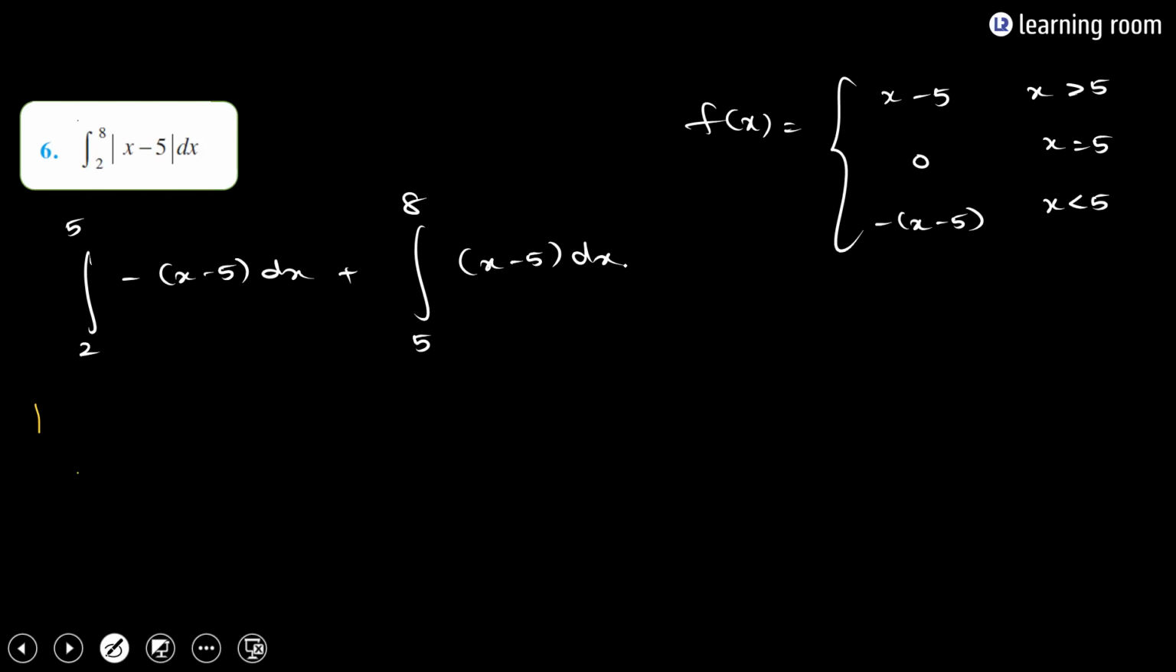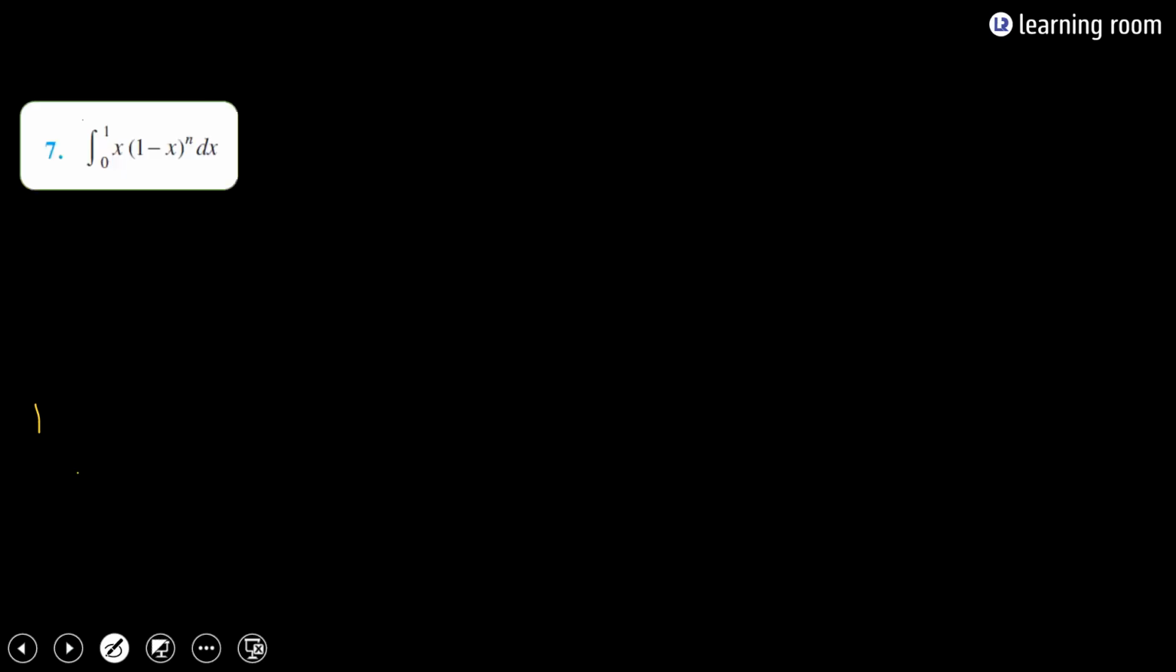What is the answer? 9. Integral of 0 to 1 x into (1 minus x) the whole power n. Okay, if I call this I, what I can say is I is equal to integral of 0 to 1 of (1 minus x) into (1 minus (1 minus x)) the whole power n dx. Did you understand what I did?